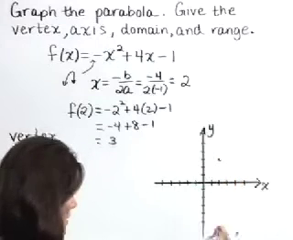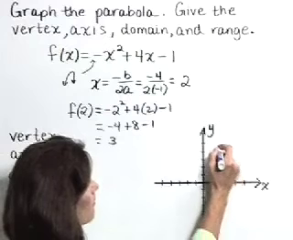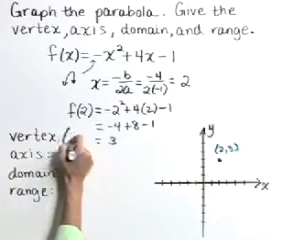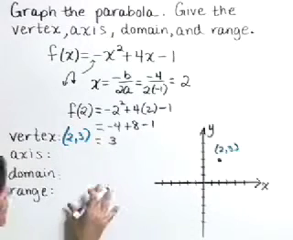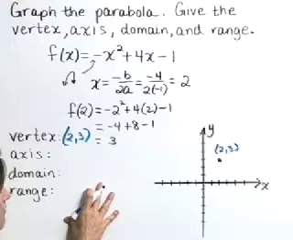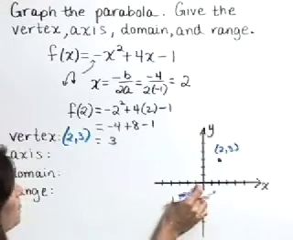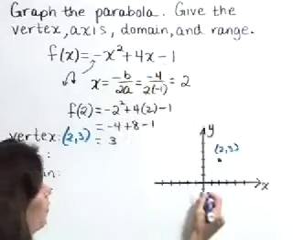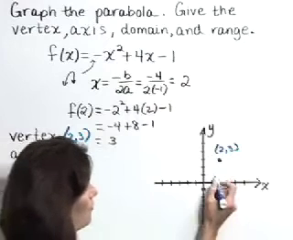Let's locate that point. And let's identify our vertex, (2, 3). Let's find just another reference point on this graph. In our function, if we let x equal 0, say, then we've got a 0 term and a minus 1. So this function also goes through the point (0, negative 1).